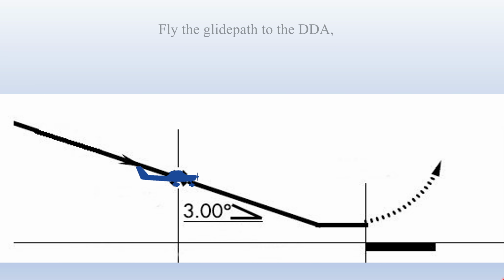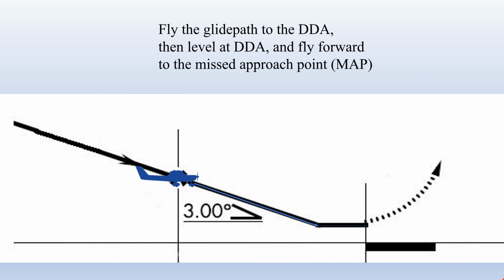To counter this problem and give ourselves a better chance of seeing the runway on the approach, we can use the technique of flying the advisory glide path to our DDA, then leveling off at the DDA and flying forward to the missed approach point before executing the missed approach, which is usually located at the runway threshold on a straight-in RNAV GPS approach. This is a legal technique since we're allowed to level off as low as the MDA and don't need to execute the missed approach until arriving at the missed approach point.